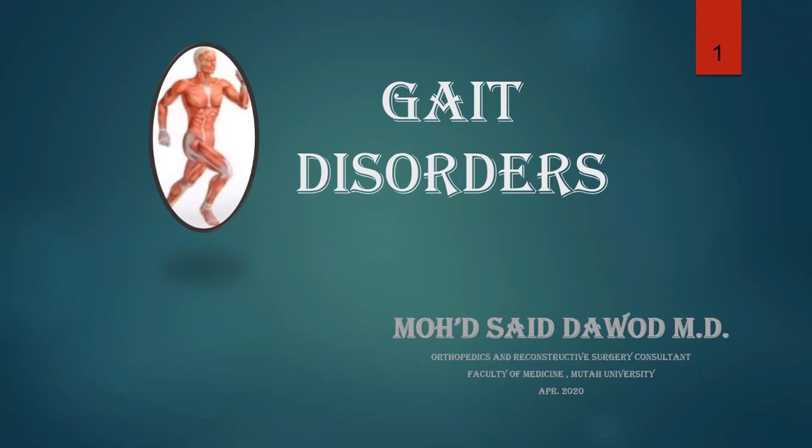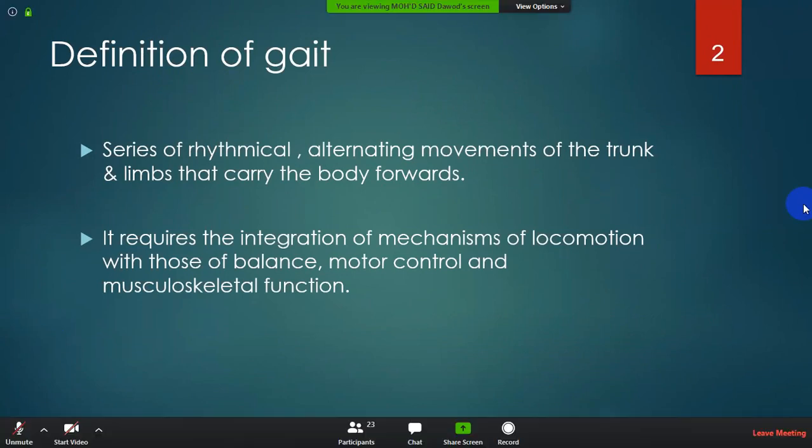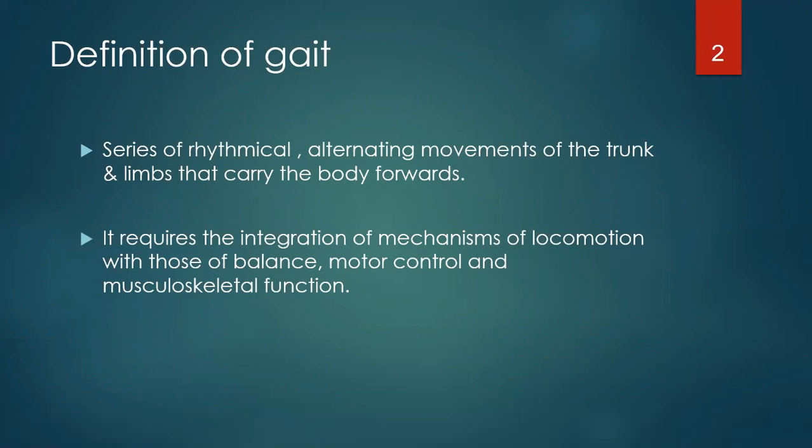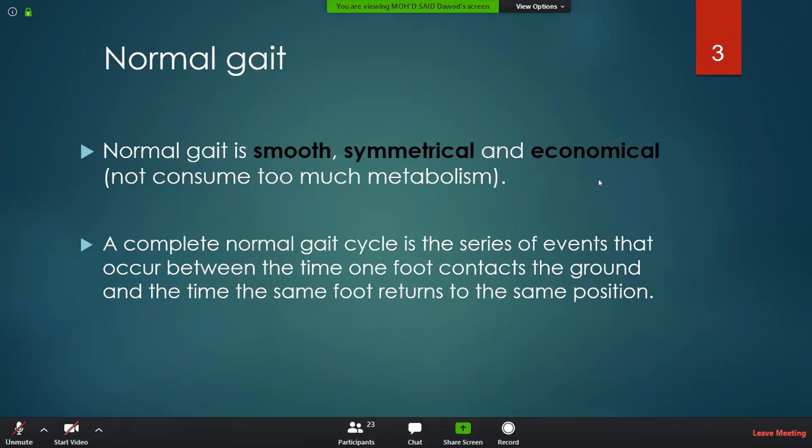Gait disorders. We have to define the gait. The gait is a series of rhythmical alternating movements of the trunk and limbs that carry the body forward. It requires the integration of mechanism of locomotion with those of balance, motor control, and musculoskeletal function. The normal gait is smooth, symmetrical, and economical.